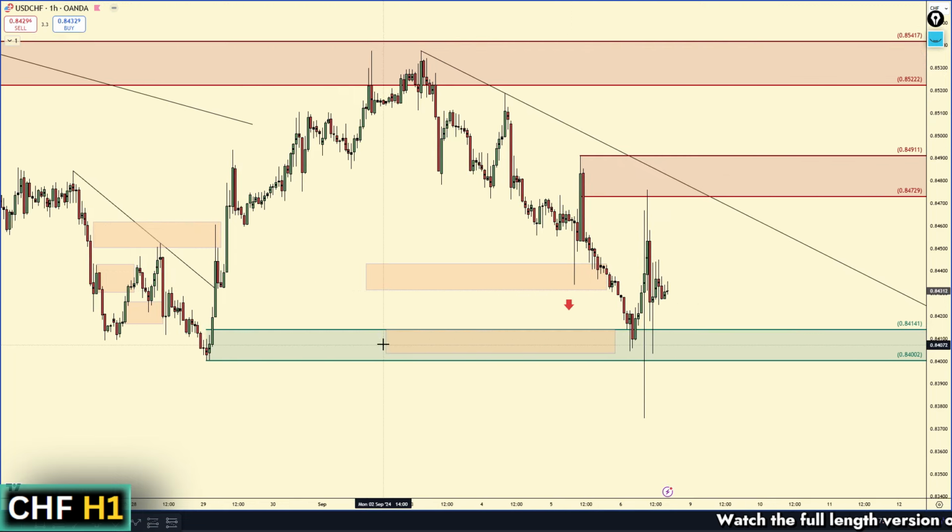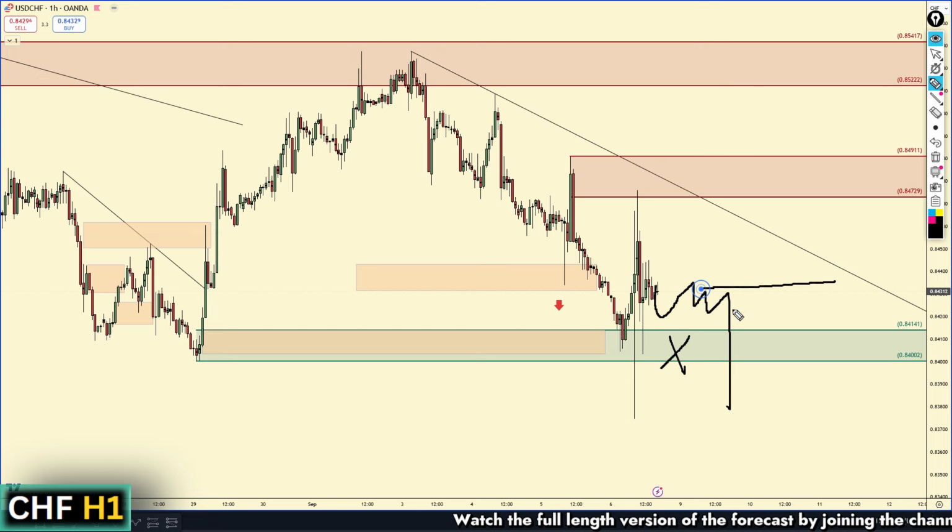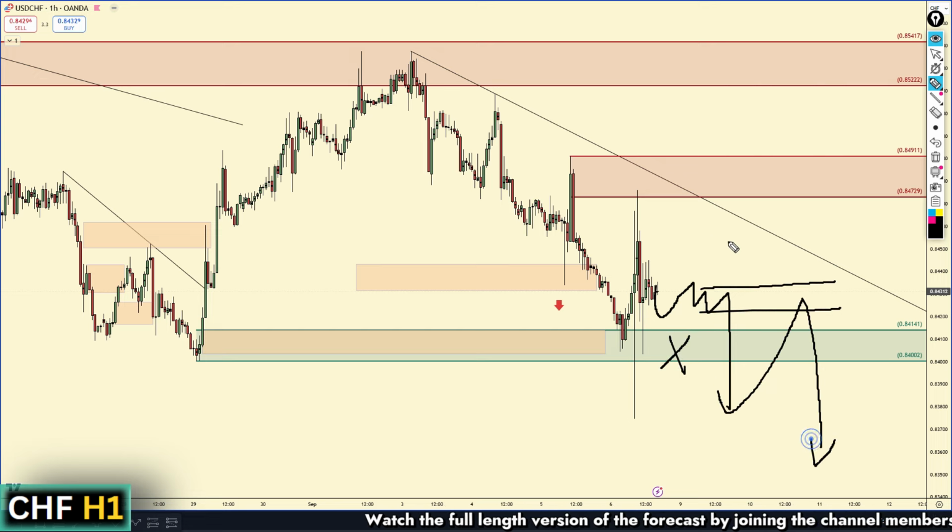If you look over here, we have a beautiful 1 hour zone that's currently being respected and still holding. So let's say we push down, we break this 1 hour zone, any 1 hour supply zone there, we could look for shorts like that, just like we did right here. So it's just unfortunate, right?